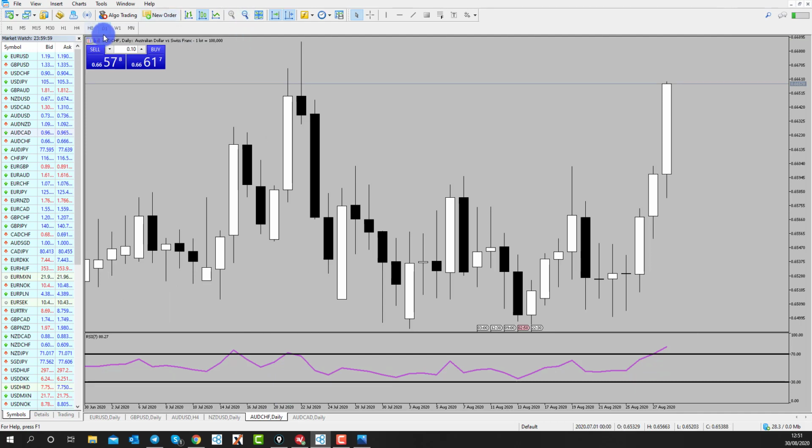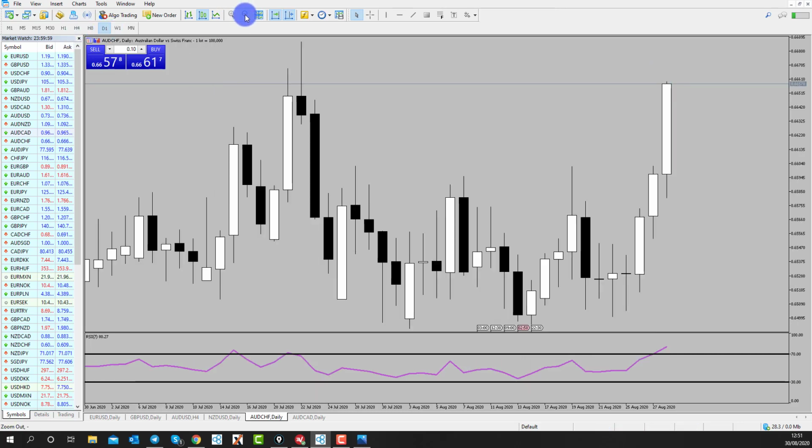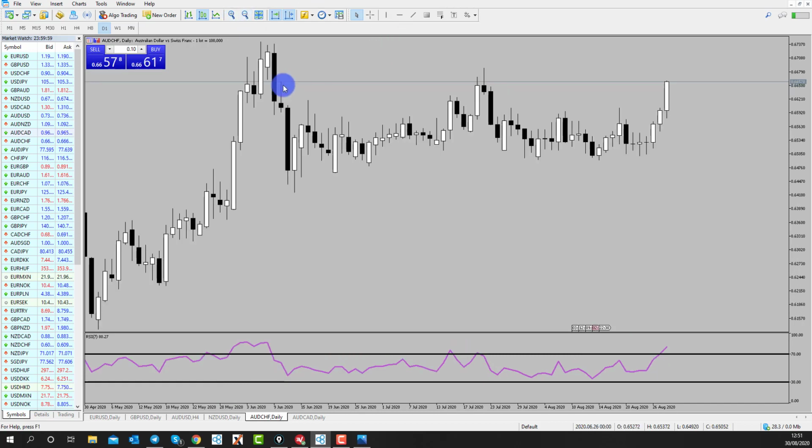Aussie Swiss and Aussie CAD are looking good, because if I go to the weekly time frame in Aussie Swiss, you've got all this kind of range area. Market's kind of breaking out of that now. If I go to the daily time frame, we can see that price had this consolidation area. More short term, that's broken out, so we could see a little bit of a drop continuation here on Aussie Swiss.